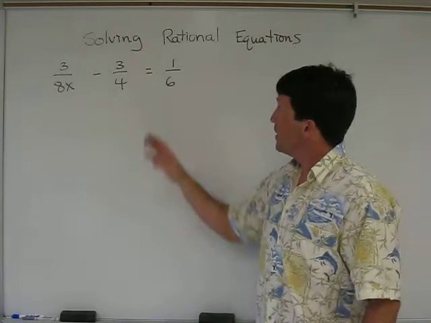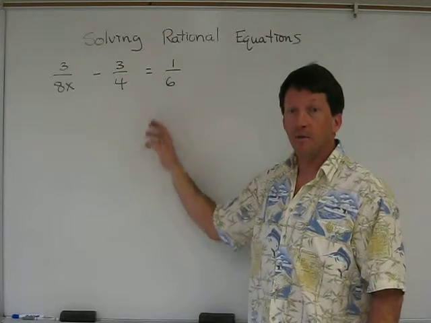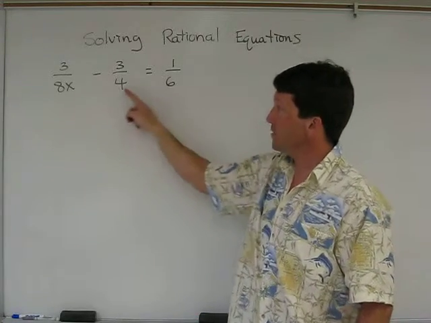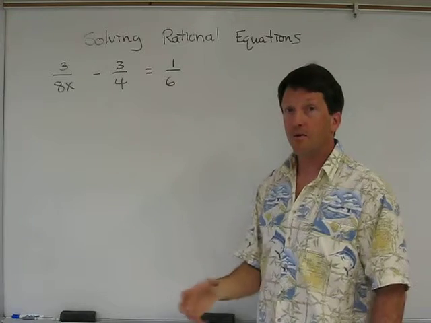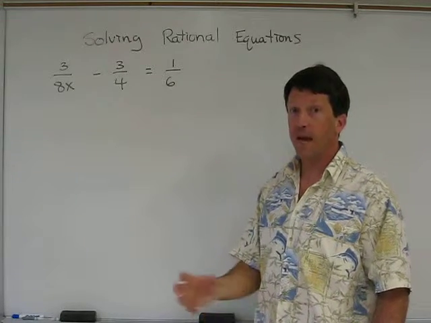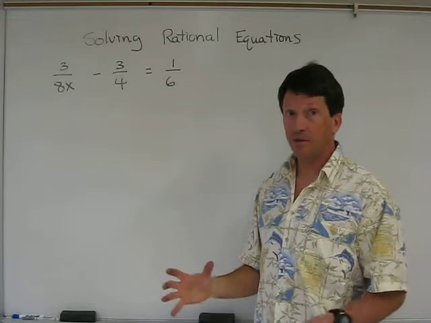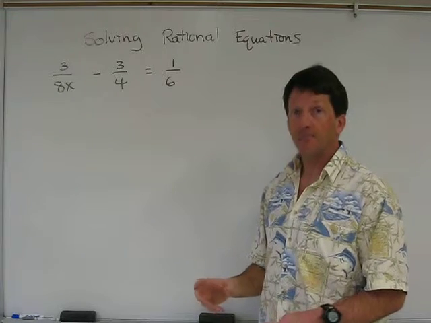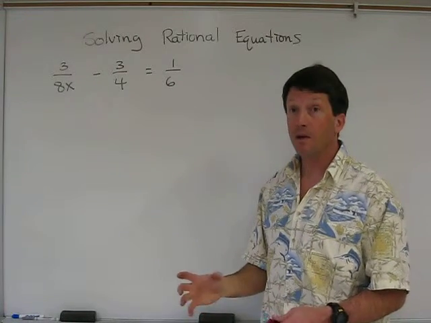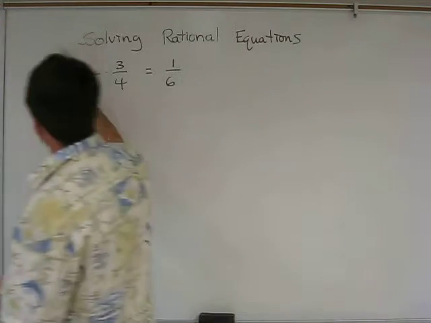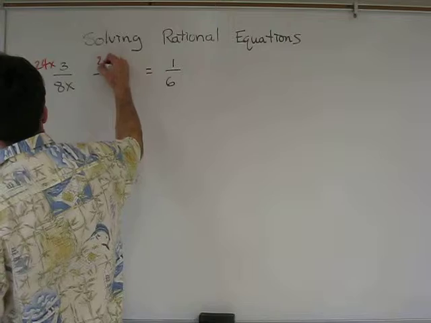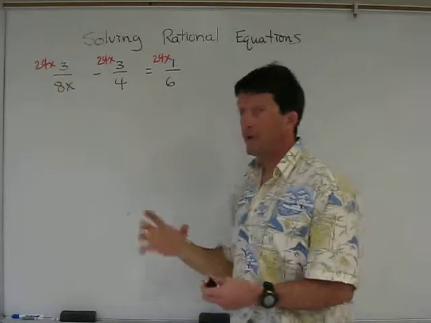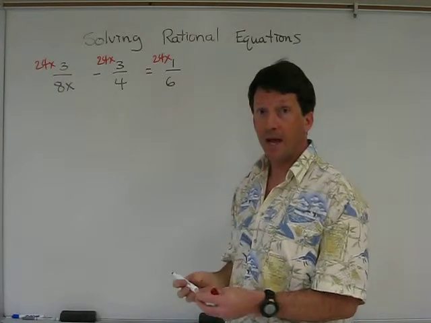So to eliminate the fractions, we need to multiply all three of those by the lowest common denominator. So between 8x and 4 and 6, the lowest common denominator is going to have to be 24x. I'm not going to change all of those into 24x. I'm going to multiply all three terms by 24x. Now that alone won't solve it, but it will get rid of the fractions. So in red there, I multiply all of these by 24x, and watch what happens.